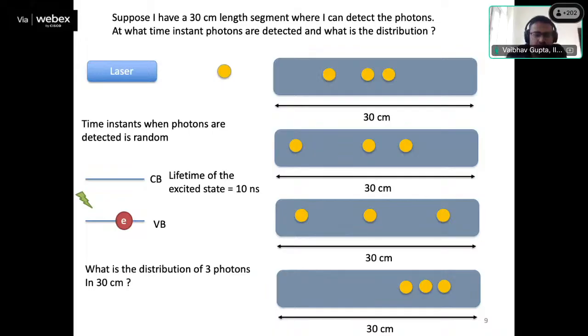So as I told you, we are not sure what is the distribution of these three photons in 30 centimeter length, because we knew that average number of photons were 3 point something. And if we take different pictures, in some image we have 0, some image we have 3, 5 something, but we still don't know what is the real distribution, right?